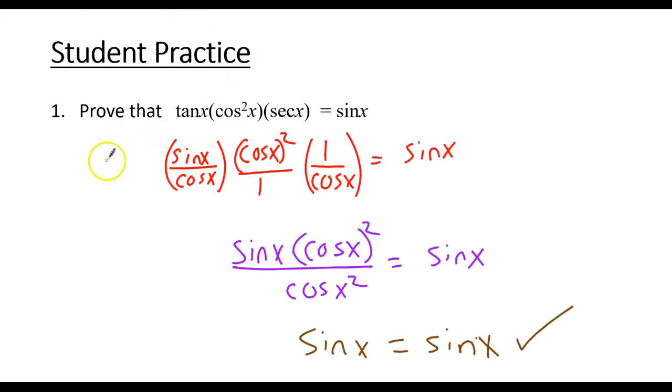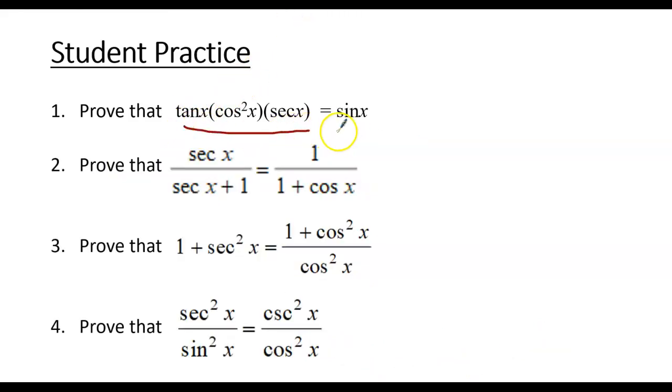Okay, so here are the steps. Step 1, changing everything into sine and cosine. The tangent becomes sine over cosine. I made cosine squared x look like cosine of x squared over 1. Then secant x, I rewrote as 1 over cosine, and sine is fine the way it is. Then I multiplied all my numerators together and all my denominators together, and I got this purple expression here. Finally these simplify away, and I'm left with sine x equals sine x, and since both sides look the same, I am done. I have proven that this side is equal to this side by using my identities.